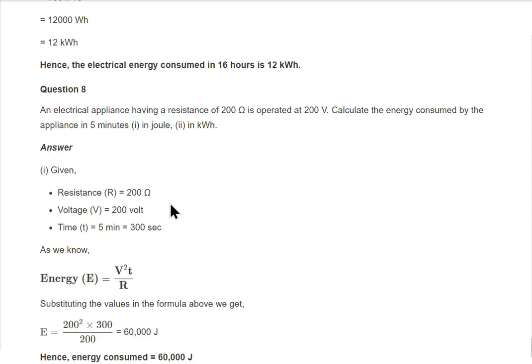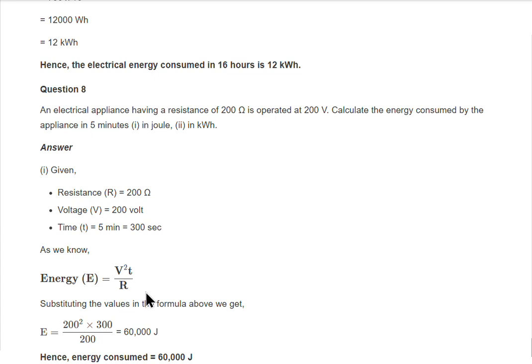Now question number 8. An electrical appliance having a resistance of 200 ohm is operated at 200 volt. Calculate the energy consumed by the appliance in 5 minutes in joule and in kilowatt hour. First of all, power we need to find out. Power into time is okay, otherwise many formulas are there. That formula we need to remember: V square T by R. Resistance given, potential difference given, time 5 minutes. We need to convert it into seconds, so it becomes 300 seconds.